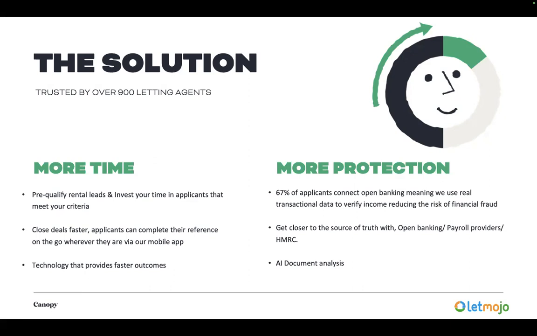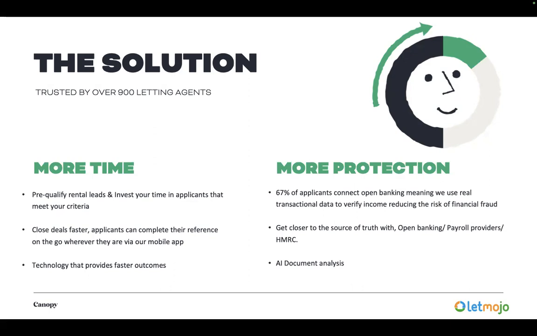Your applicants will also have access to an app that they can download to complete their referencing on the go, should they wish to do that. So they can download our app, have this on their mobile phone, and get their referencing done on their commute, for example, if they're back in the office. That means that there shouldn't be any excuses for not getting this completed as quickly as possible. And of course, the sooner ourselves and the Letmojo team get this information, the sooner we can get that information verified and across to you as well.